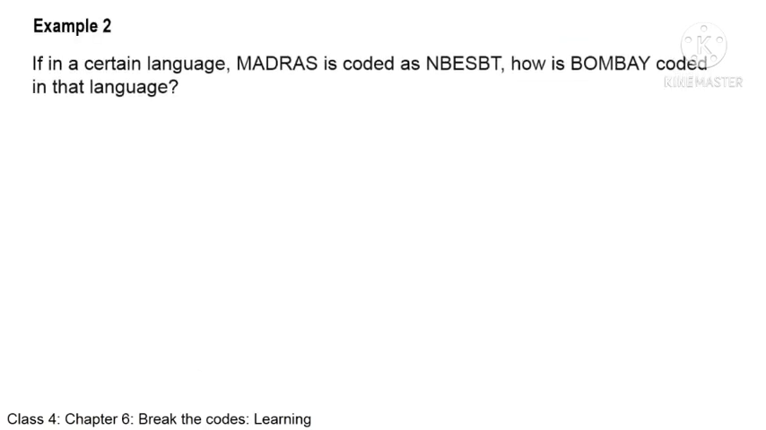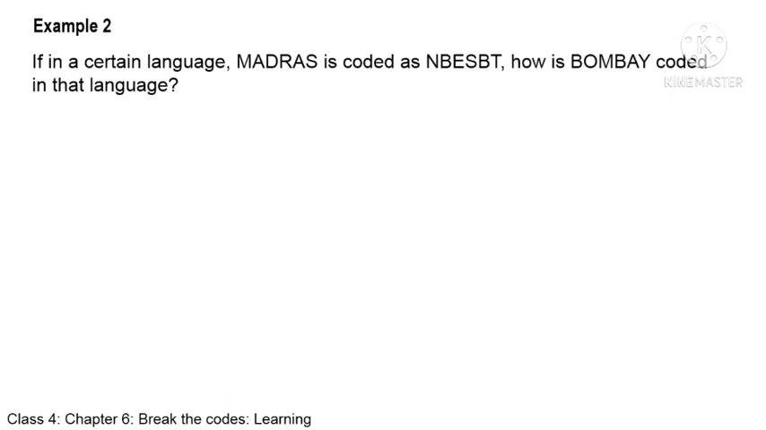In this example, Madras is coded as NBESBT. How is Bombay coded in that language? We have options A, B, C and D.